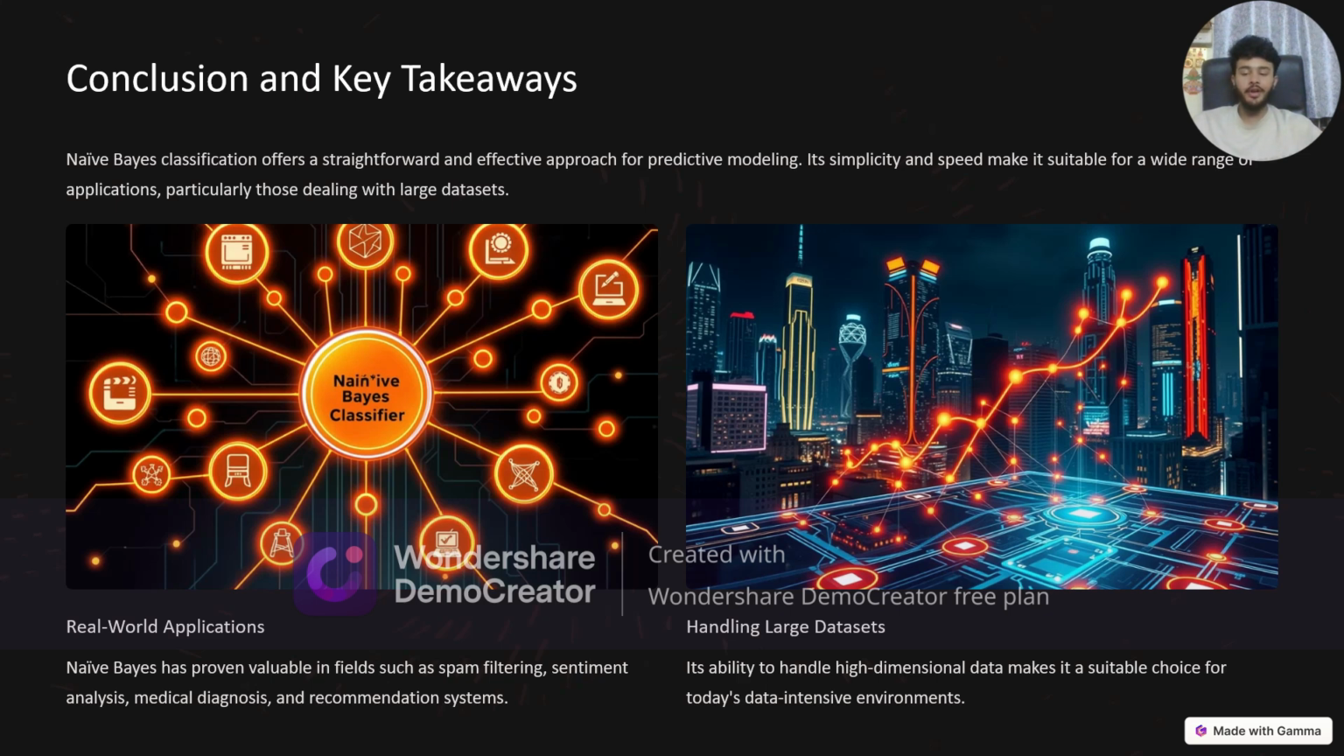Naive-Bayes has proven valuable in fields such as spam filtering, sentiment analysis, medical diagnosis, and recommendation systems. Its ability to handle high-dimensional data makes it a suitable choice for today's data-intensive environments.